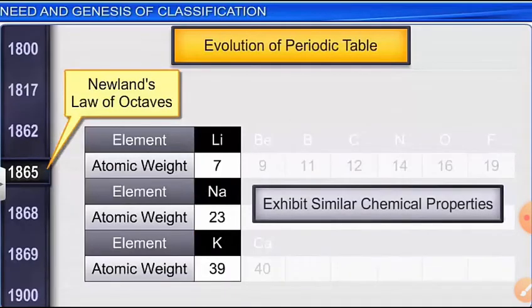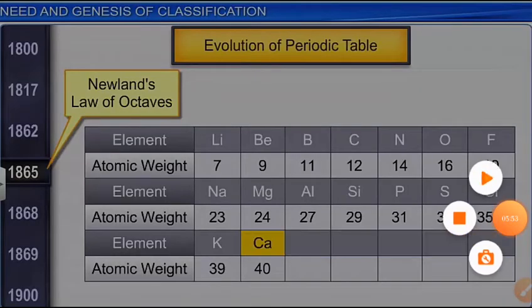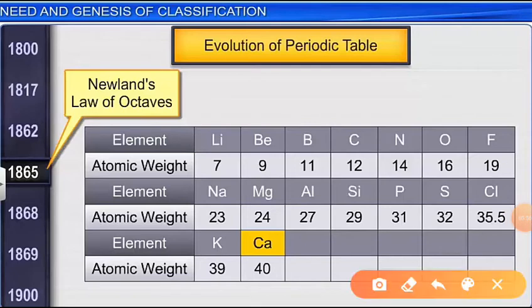So they exhibit similar properties. Every first and eighth element have similar physical and chemical properties. This is Newland's law of octaves. If I consider beryllium to be the first element, then second, third, fourth, fifth, sixth, seventh, and magnesium would be the eighth. So beryllium and magnesium will have the same properties.